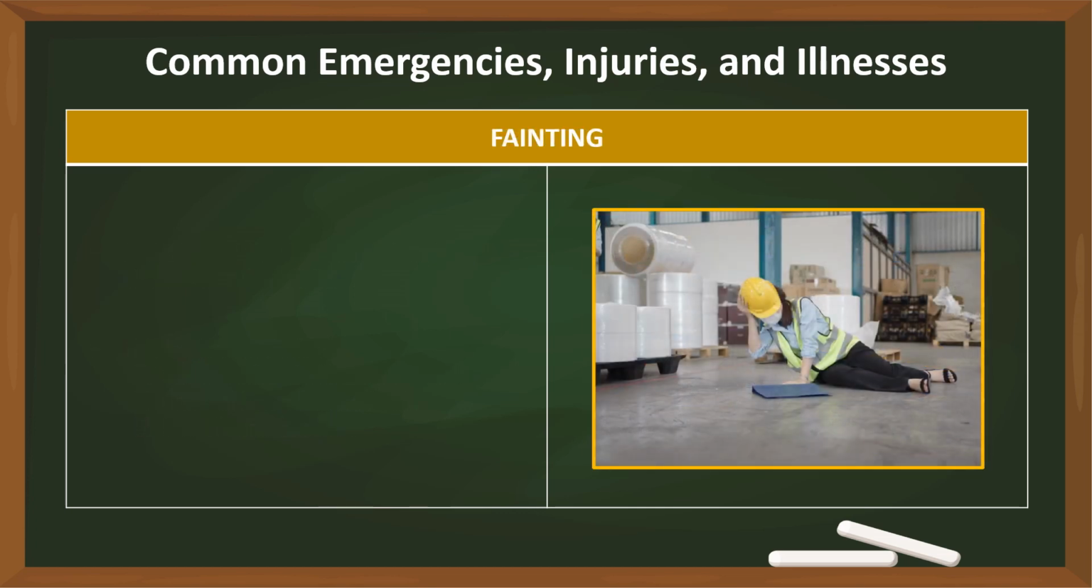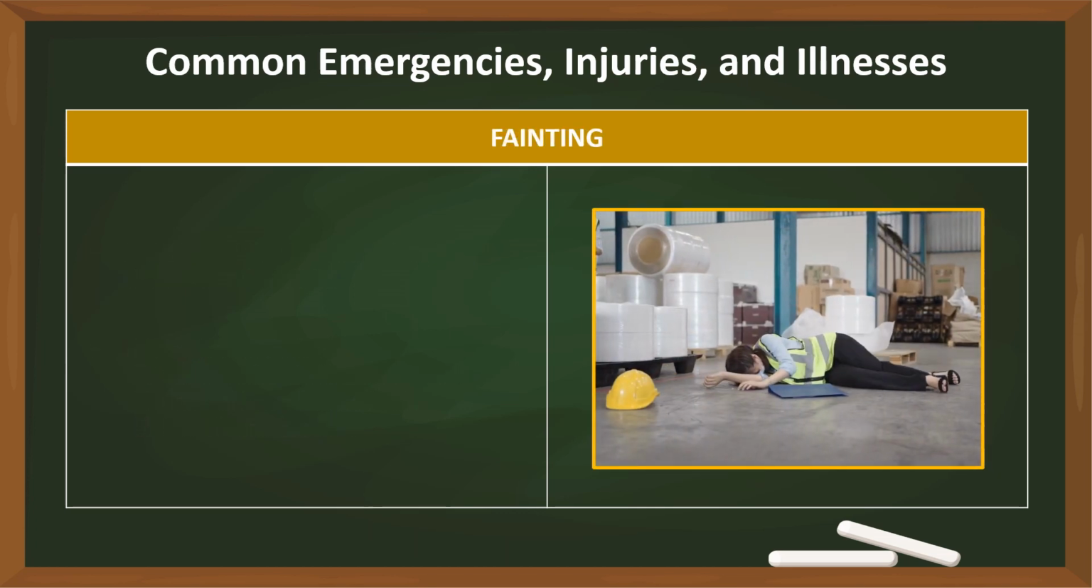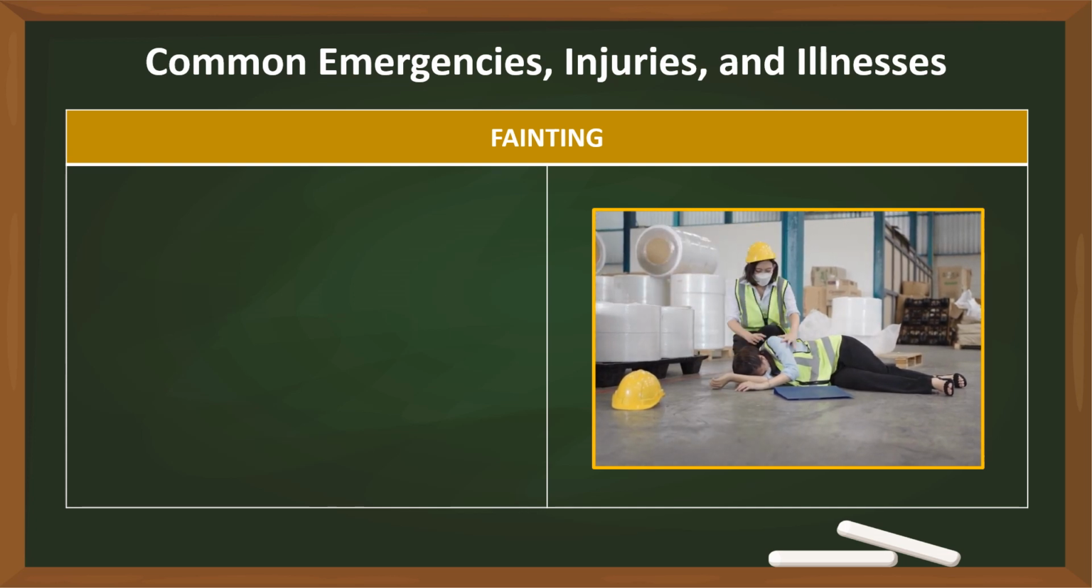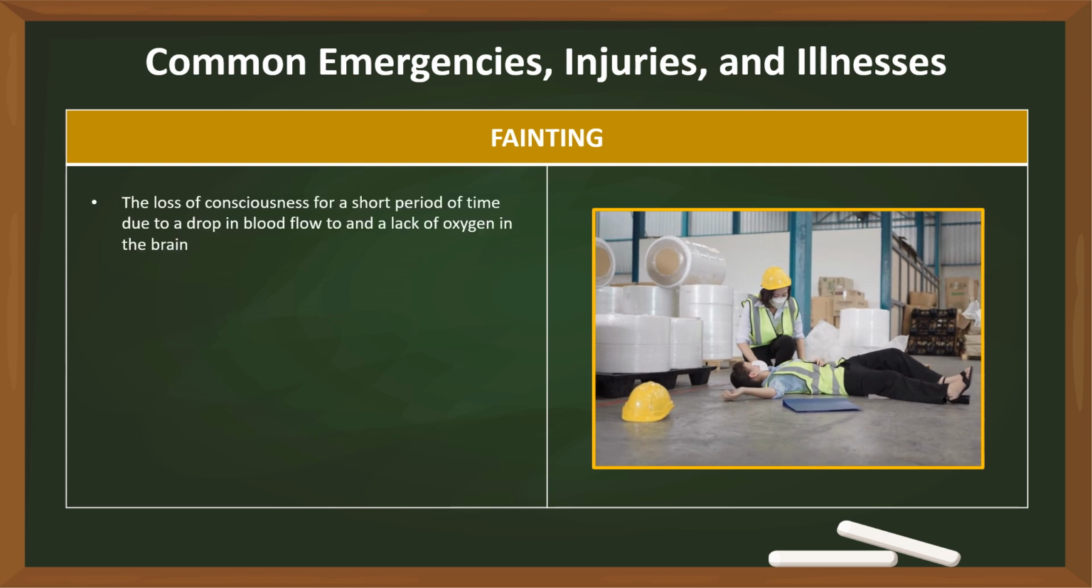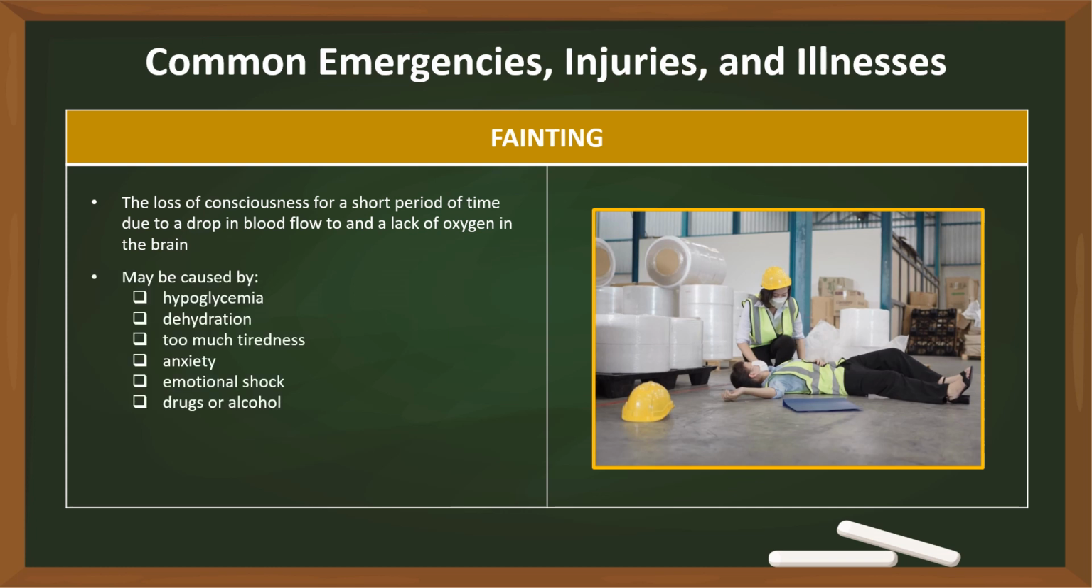Let's move on to fainting. Fainting is the loss of consciousness for a short period of time, due to a drop in blood flow to, and a lack of oxygen in the brain. Many factors can lead to fainting, including hypoglycemia, dehydration, too much tiredness, anxiety, emotional shock, and certain drugs or alcohol. Fainting is also known as syncope, or passing out.